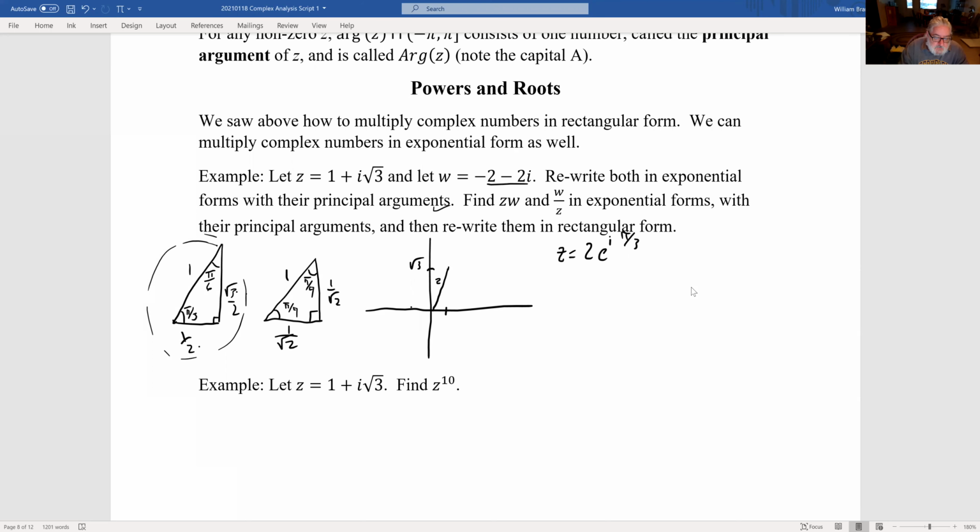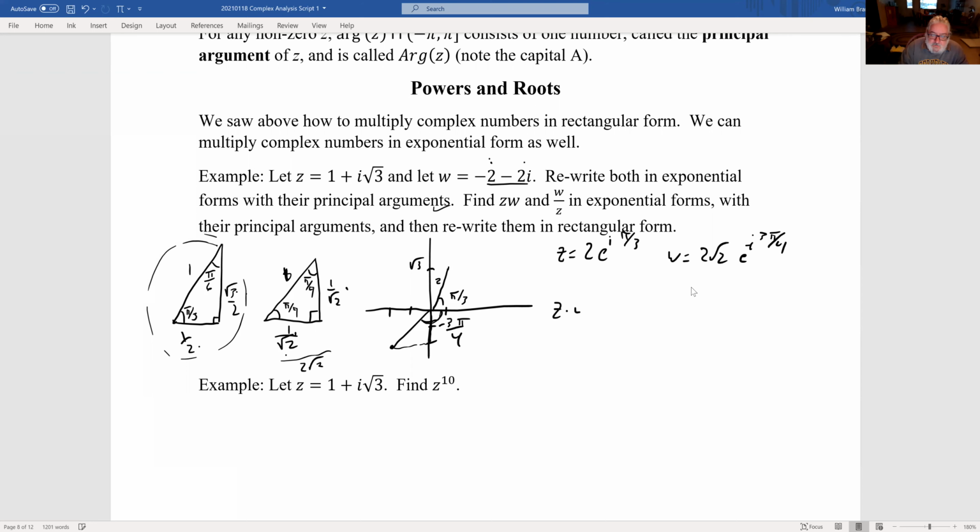Minus 2i, so 1, 2, 1, 2 is out there. Same lengths, right? 2 and 2 for x and y, so that means we're dealing with a 45, 45, 90 triangle, except this is 2 and this is 2. So if we take the 1 over root 2 and multiply the whole thing, right? If we multiply this entire triangle by 2 root 2, we will get a length of 2 root 2 and side lengths of 2. So w is 2 root 2 times e, and now we have to be careful because we define our principal arguments to be between minus pi and pi. This is minus 3 pi over 4. So there's our z and w.